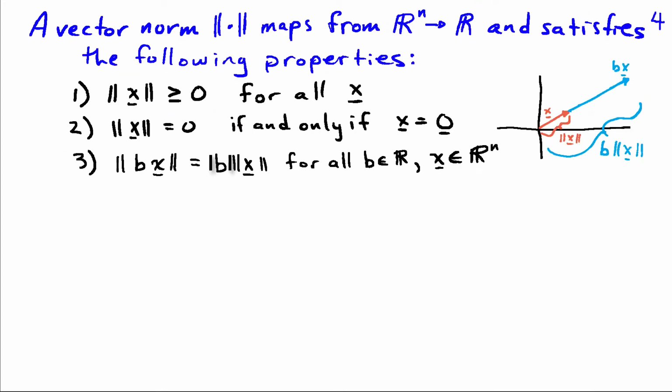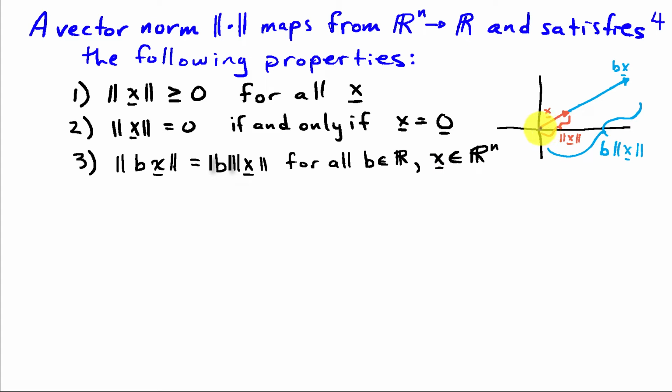Now formally, we define a vector norm as an operator that maps from n-dimensional space to a scalar, and it satisfies the following properties. First of all, the norm of any vector x has to be greater than or equal to 0. Secondly, the norm of a vector x is 0 if and only if that vector is the all zeros vector. So the only point that has 0 norm is the origin. If I scale a vector by constant b, that scales the norm by the same constant. And that applies to any real b, and to any vector x.